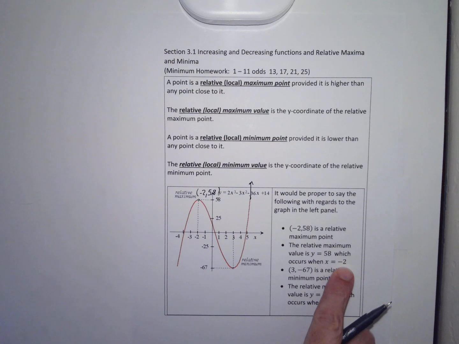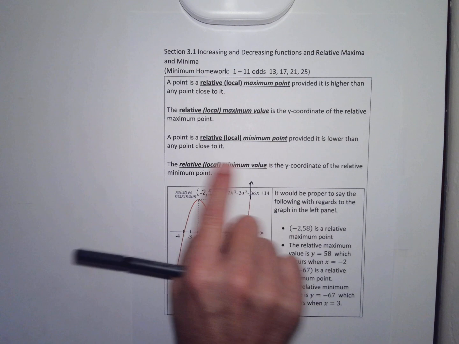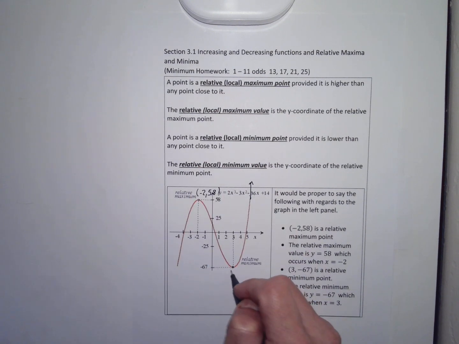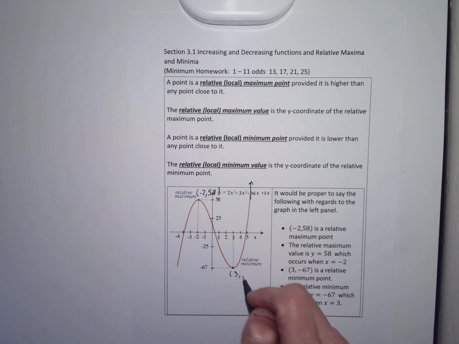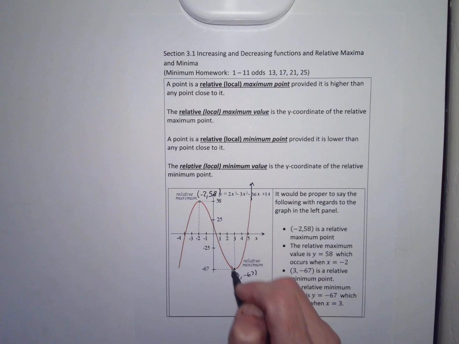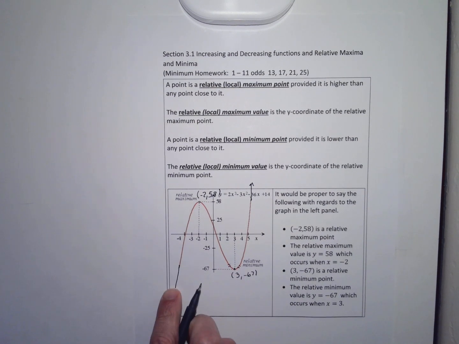is -2. A relative or local minimum point is lower than any point close to it. And on my graph here, this point (3, -67) is called a relative or a local minimum point. Again, it's lower than any point close to it. Any point directly close to it is higher than it, but it's not the lowest point on the graph. The graph goes way lower than the point (3, -67).